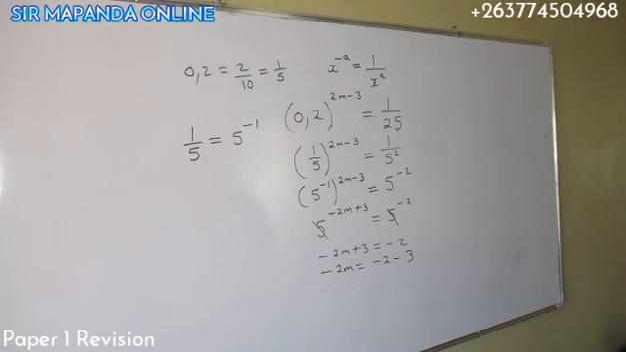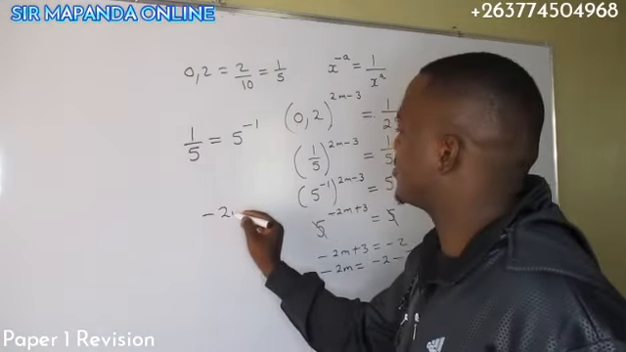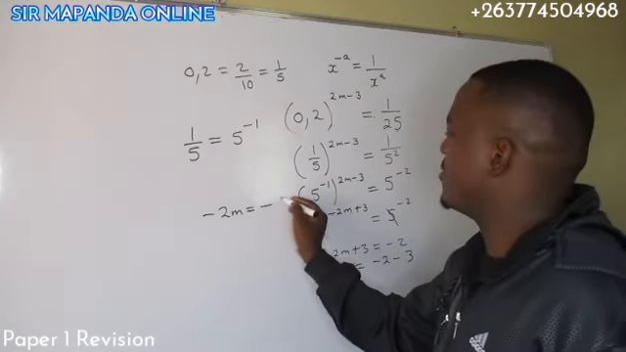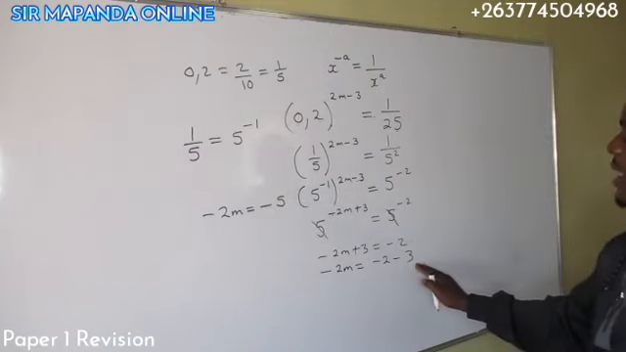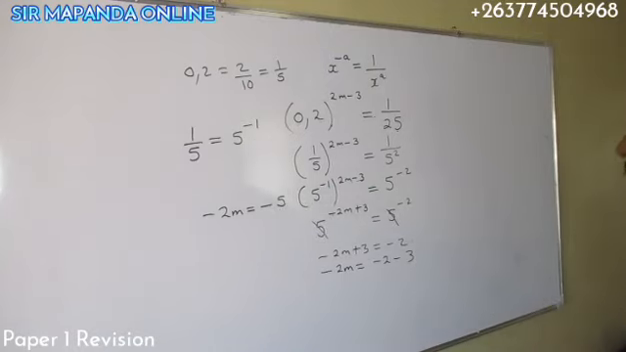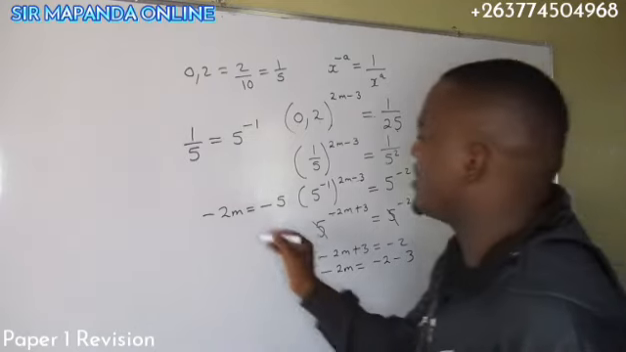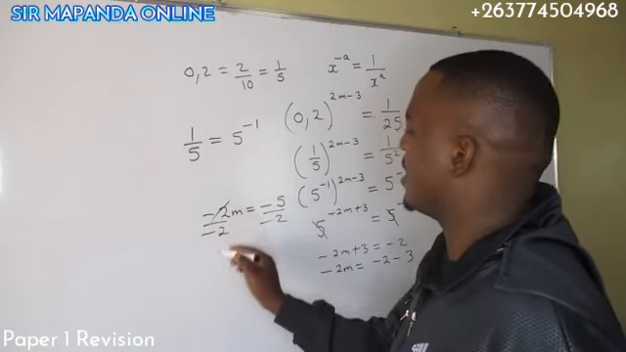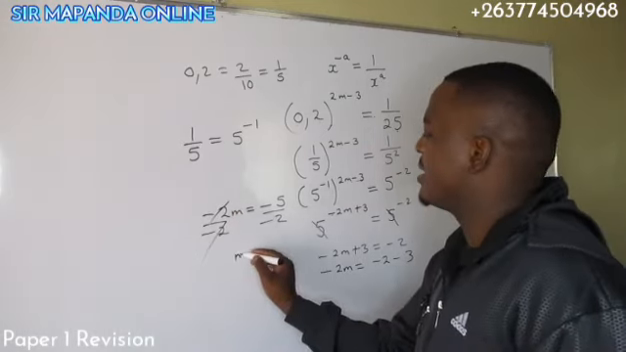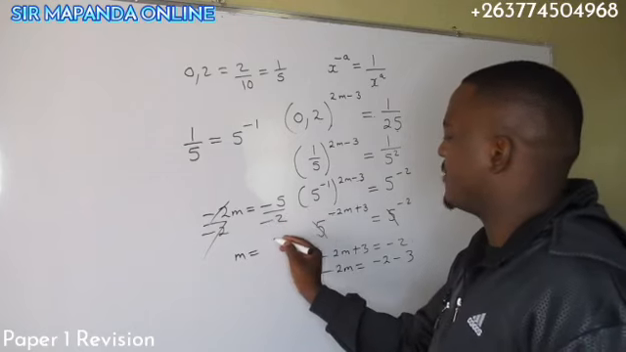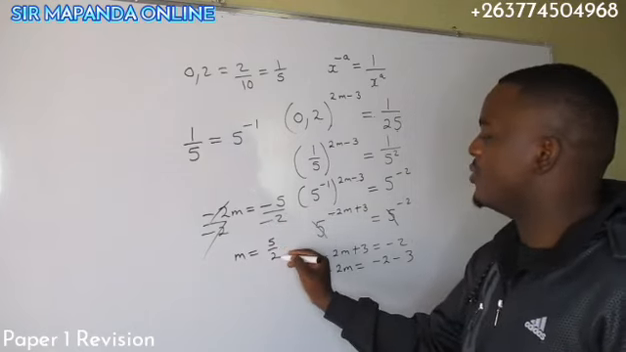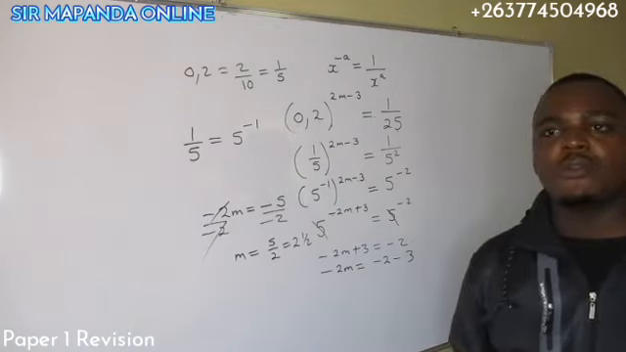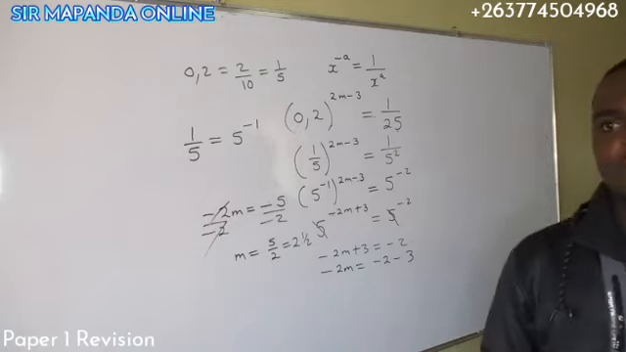I hope you are following. So you now have minus 2m is equal to minus 2 minus 3. It gives you minus 5. Remember, when subtracting with negative numbers, you simply add, but the sign remains negative. So to make m the subject, you divide by minus 2. Minus 2 and minus 2, they cancel off each other. Negative sign and negative sign, they cancel off each other, leaving you with 5 over 2, which can be written as 2 and a half. So this is how you solve equations of this kind.